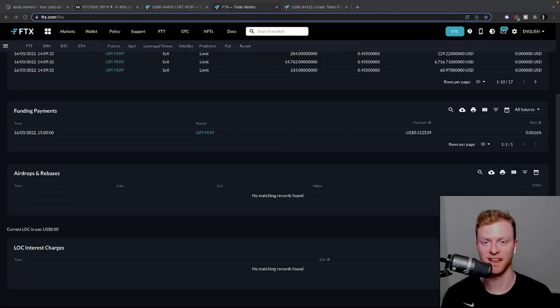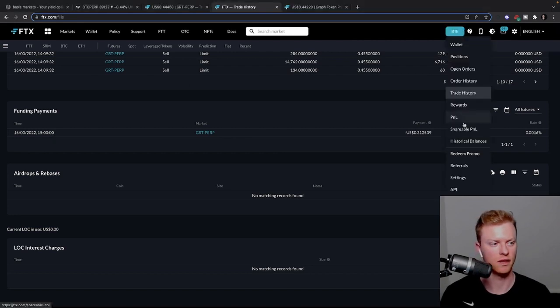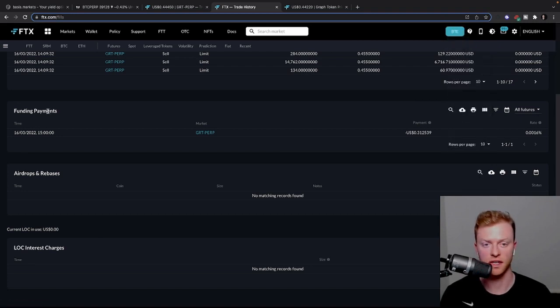All right, so here we are. It's been about an hour since we've entered the trade and we've received our first funding payment. So you can see here, if we navigate to the tab over here on FTX, go to trade history, and you can see that under funding payments, we've got GRT perp, and it's paid us 32 cents, 31 cents for the hour. And that's a negative balance. So that means that we're getting paid that funding. And that's all there is to it.